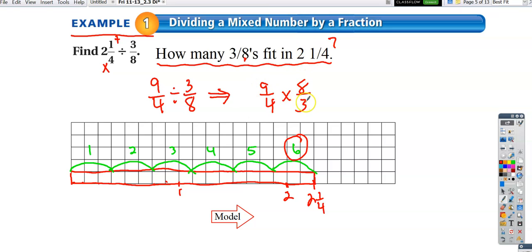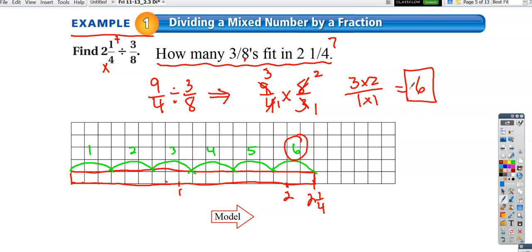So the 9 and the 3 are both divisible by 3. So I divide 3 by 3 and get 1. 9 divided by 3 is 3. And the 8 and the 4 are both divisible by 2, but they're also divisible by 4, right? And I want to pick the larger number and divide it out. Then I get 3 times 2 over 1 times 1, which I know equals 6.